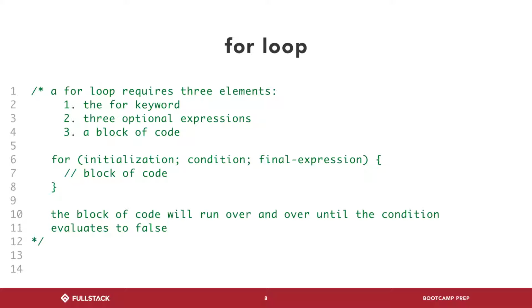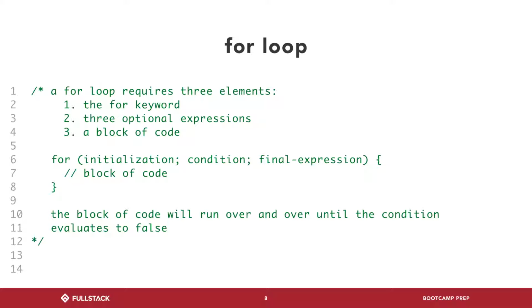The for keyword and the block of code are pretty straightforward. The expressions inside are actually very similar to the while loop. There may be three of them, but they basically do the same thing. The way a for loop runs is there are three parts in the optional expressions. The first part is called the initialization. The second part is the condition, or the conditional, which is almost identical to what we saw in the while loop: something in the middle that evaluates to true or false. And then the third is called the final expression.